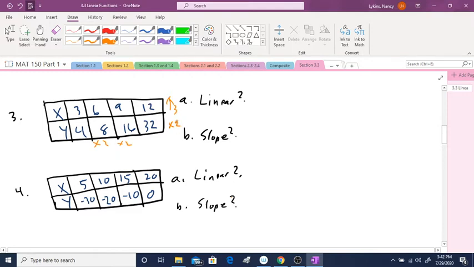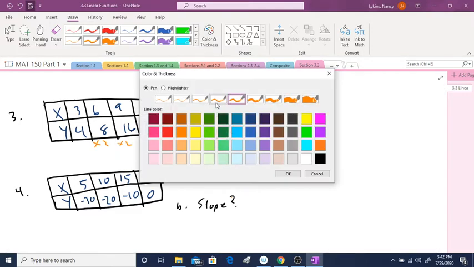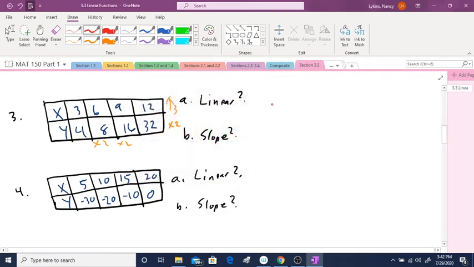Well, that is not linear because it has to either go up or down the same amount. So I'm going to say no. Now, if you do find one that's no, it's not going to have a slope. So there's no slope to this.